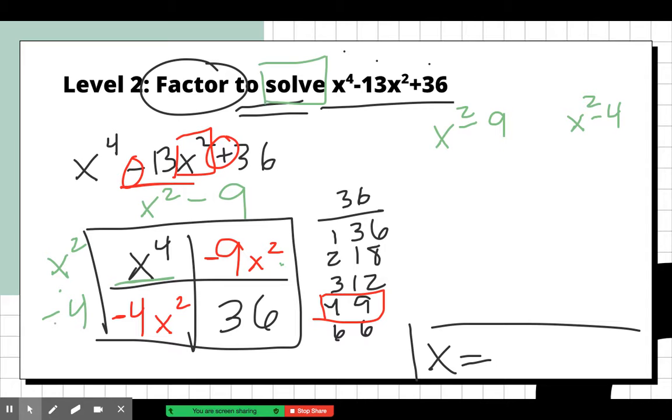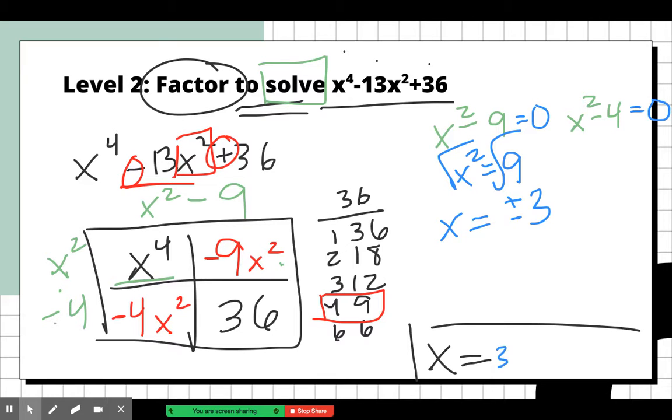Again, I'm solving, which means I'm setting my factors equal to 0 and solving for x. So I'm going to go ahead and add 9 on both sides. So I end up with x squared equals 9. Take the square root. When I take the square root of 9, I get positive 3, but also negative 3. Right, so I know that x equals positive 3, and x equals negative 3. Same thing on the other side. I'm going to add the 4, and then I'm going to take that square root. So x equals positive 2, and x equals negative 2.